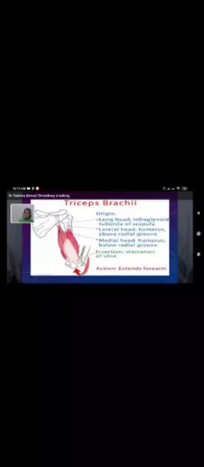Now, where are these heads inserted? All of these are together inserted into the posterior part of the olecranon process of the ulna. What is the function of the triceps muscle? Triceps acts as an extensor of the forearm at the elbow joint.